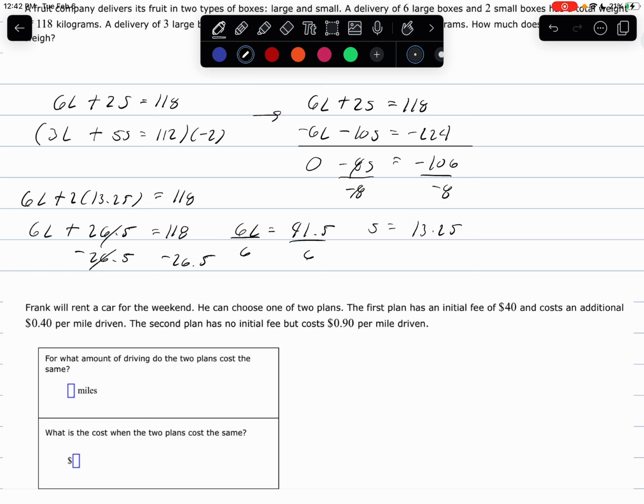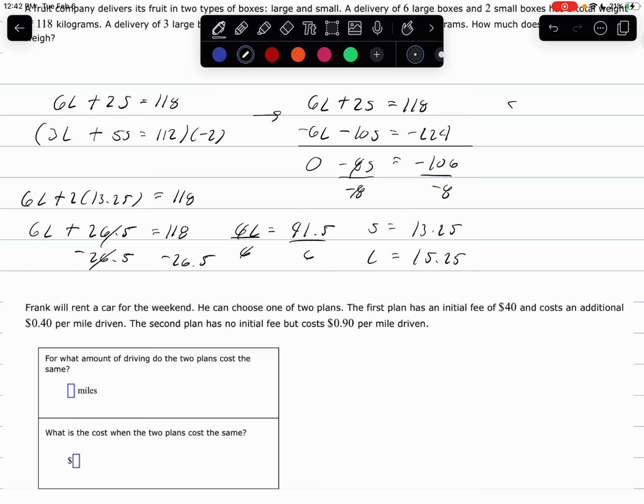Now we can divide both sides by 6, and we get that L is equal to, so 91.5 divided by 6 gives us 15.25.